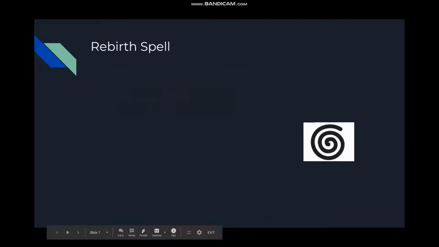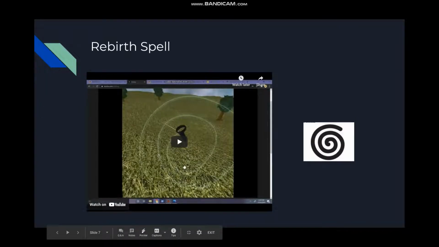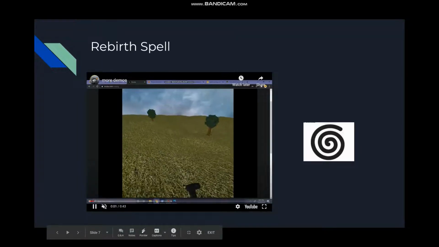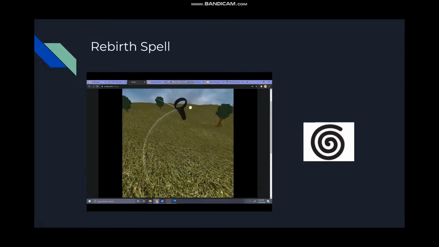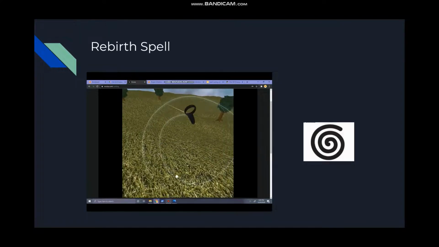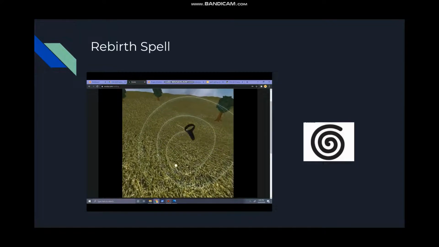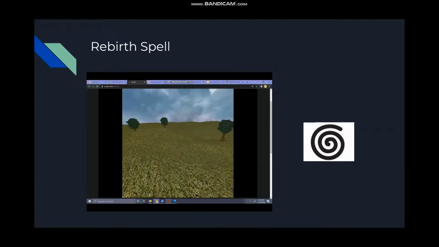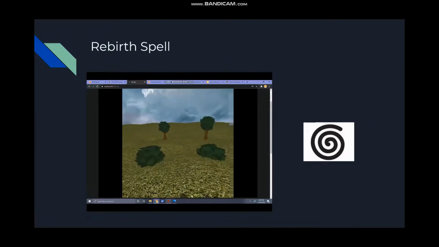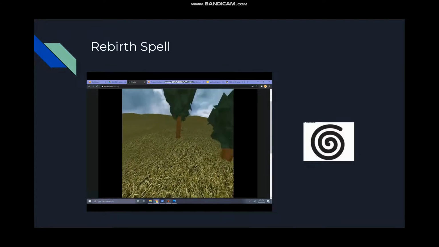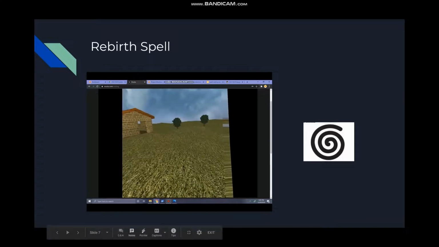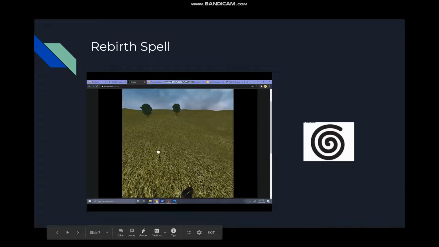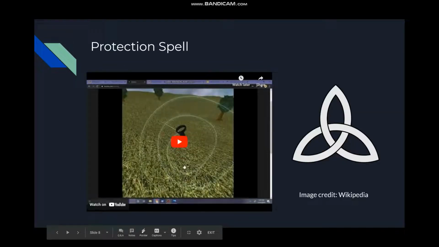Oops. Moving on, we've got the rebirth spell, and here is a demo of that. Here we get a little visual of the tutorial system, which I'll go into further detail about later. It's just a simple swirl, and it triggers, as the name might suggest, life to kind of quote-unquote birth around you. Now on the next slide, we have the protection spell.